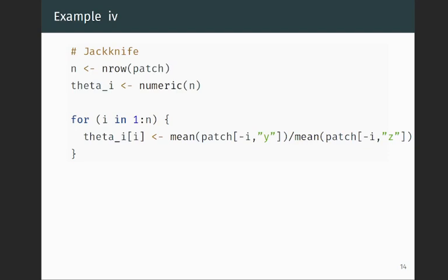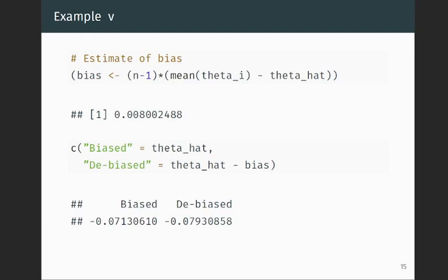So mean patch bracket minus i comma y is the sample mean, the numerator of our estimate for the data set where we've removed the ith observation. And then similarly for mean patch bracket minus i comma z. So we're looping through all observations, removing one at a time, and then recomputing our estimate. And if we do that, now we can compute an estimate of the bias, which is n minus 1 times the sample mean of all of the theta i's minus the theta hat, which was the estimate on the whole data set.